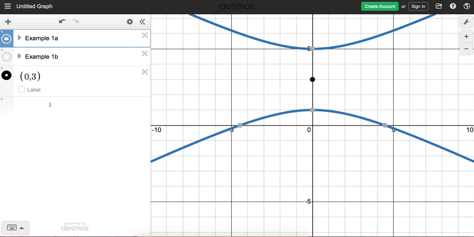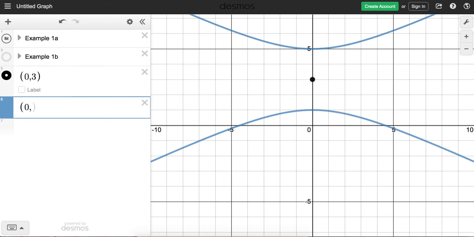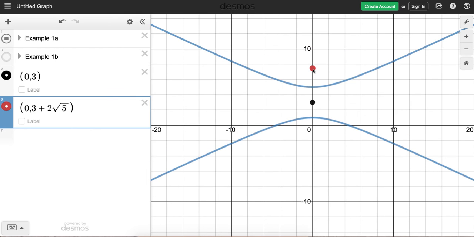So if we plot either of those points, (0, 3 plus 2 square root of 5), I'm going to zoom out a little bit here. There we go. So notice that this focal point is still inside this hyperbola, much like with parabolas. And then the minus would be somewhere down here.